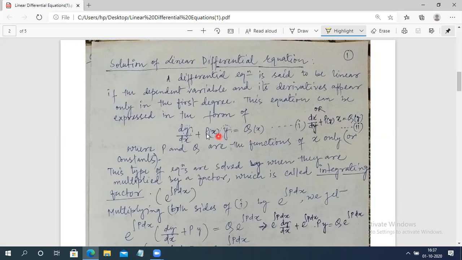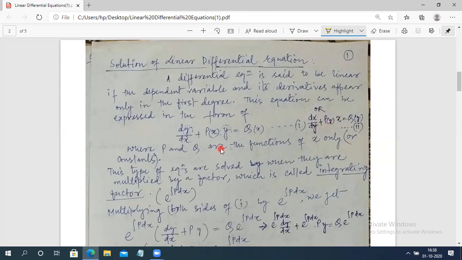Okay, so if it is dy/dx, then there will be the form dy/dx + p y = q, where p and q both will be functions of x only. It may also be of the form dx/dy + p x = q, where p and q both are functions of y only.